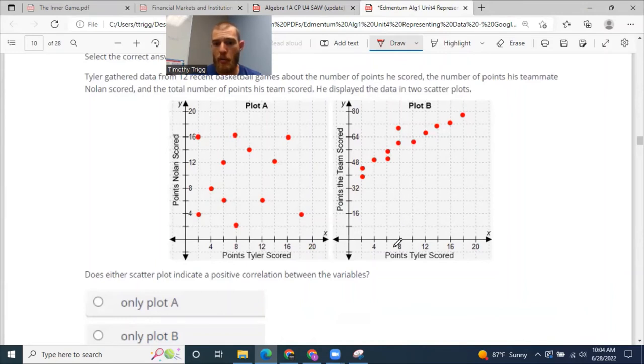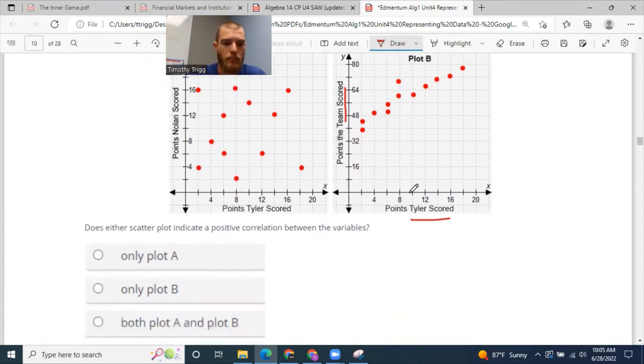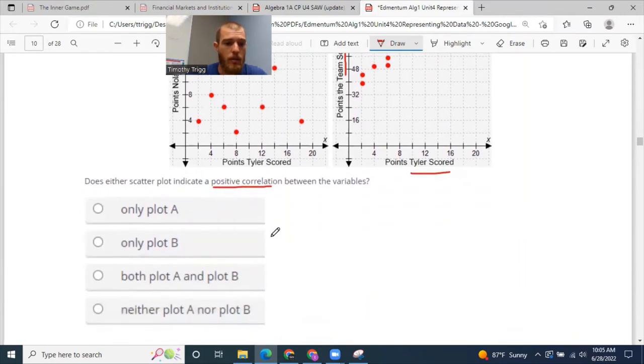Whereas for the number of points that Tyler scored versus the number of points the team scored, you can see there's a very good positive correlation here. And the more linear it looks, the less scattered, the more like a line it looks, that means it's a stronger correlation. So this plot B, we would call a very strong positive correlation because it's basically linear, right? So did either scatter plot indicate a positive correlation? Yes, plot B.